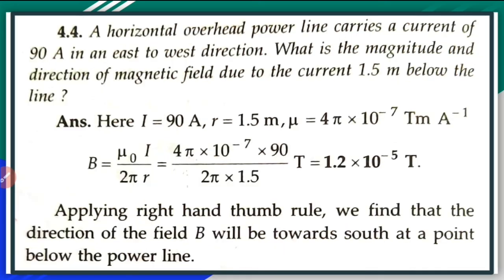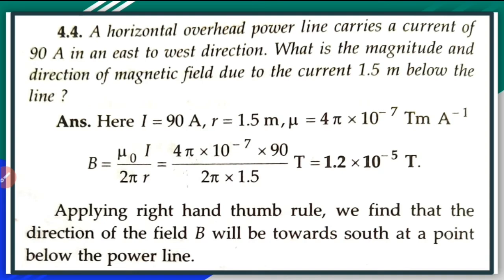Now coming to 4.4. A horizontal overhead power line carries a current of 90 ampere in an east to west direction. What is the magnitude and direction of the magnetic field due to the current 1.5 meter below the line? So now the wire is in the east to west direction.